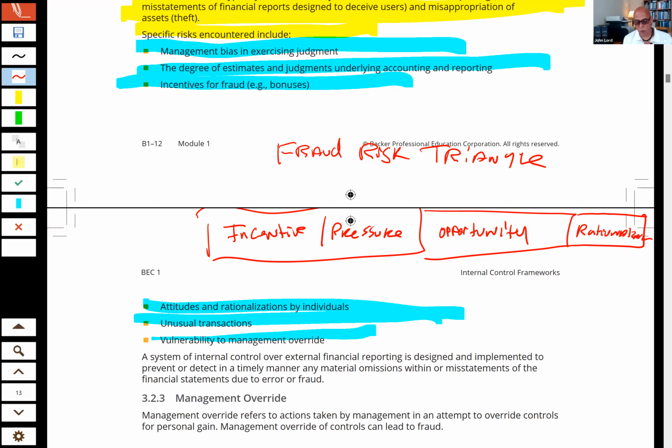Okay. So the fraud risk triangle includes incentive and pressure. Incentive and pressure is the reason to commit the fraud. Incentive, bonuses. Pressure: I'm going to get fired if I don't show higher net income. What do you have? Financial reporting fraud. Opportunity, and opportunity really is weakness in the internal control.